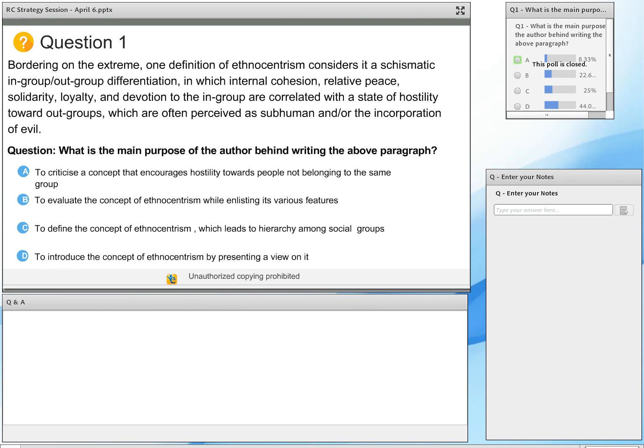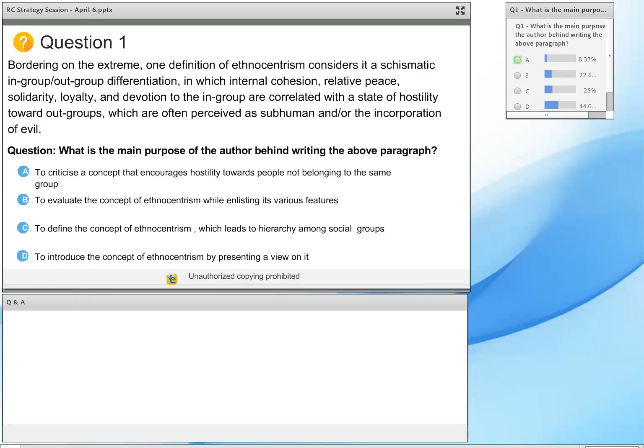About 44% of the class has selected choice D as the correct answer. The next popular choice is choice C, and trailing very close to it is choice B. Very few people have selected choice A. All right, and thank you for putting in your notes. I'm going to end this poll here, but I'm definitely going to read the notes as we discuss this passage.